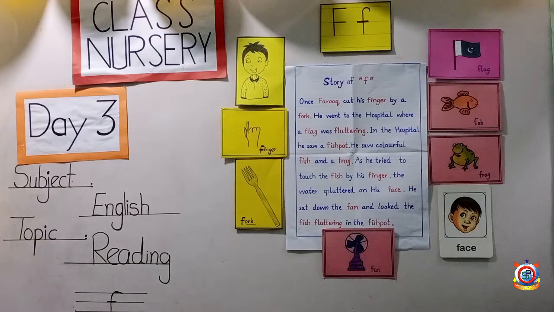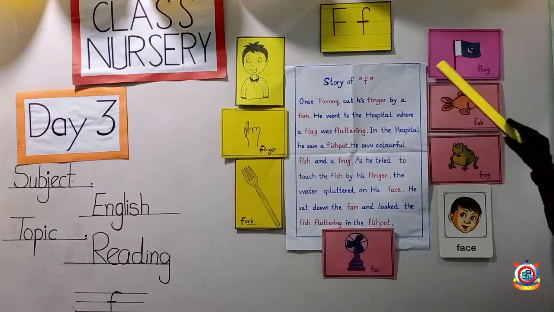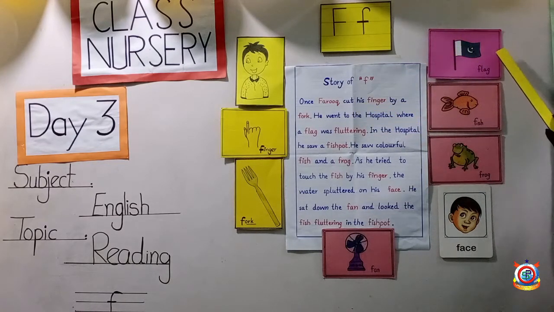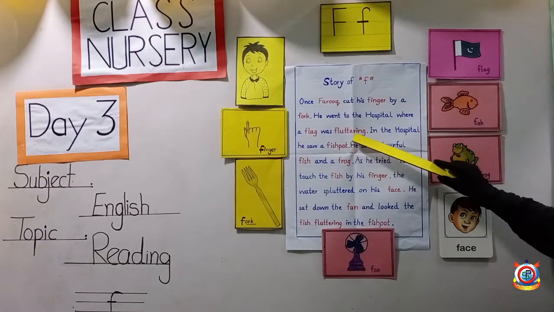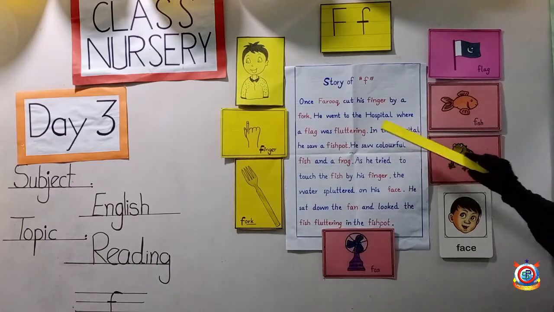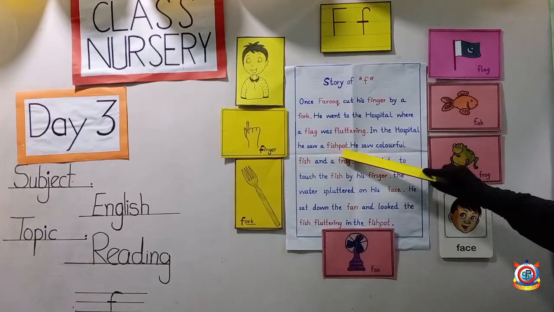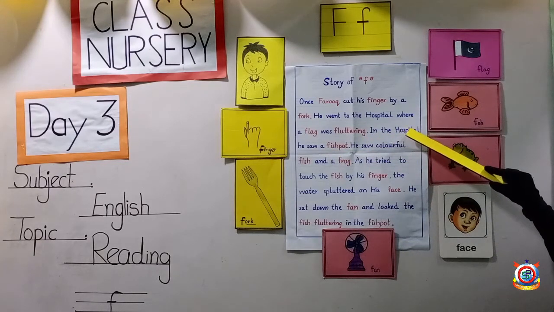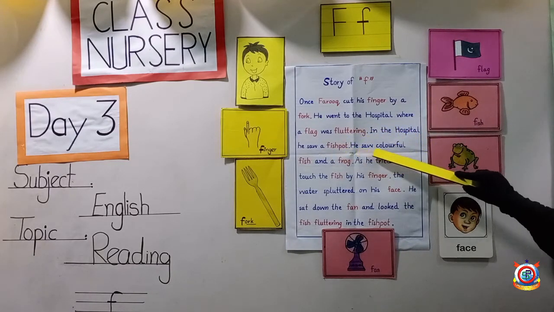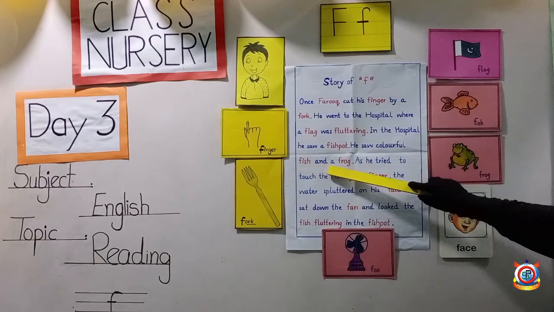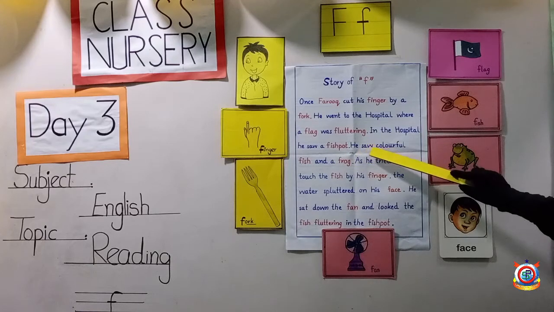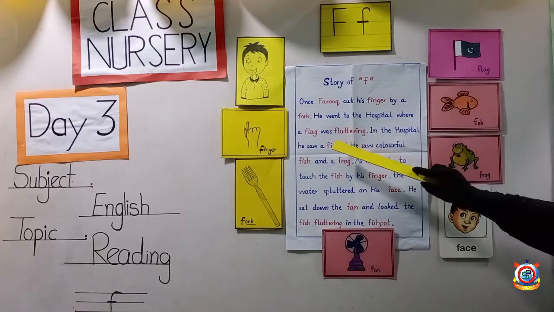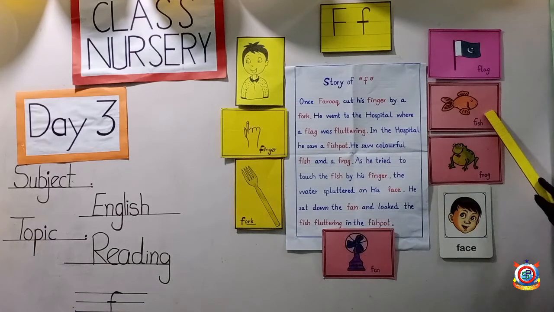Okay, now tell me, what was fluttering? Yes, a flag. In the hospital, he saw a fish pot. What did he see in the hospital? Yes, a fish pot. He saw colorful fishes and a frog. Now tell me, what did he see? Fish and frog.